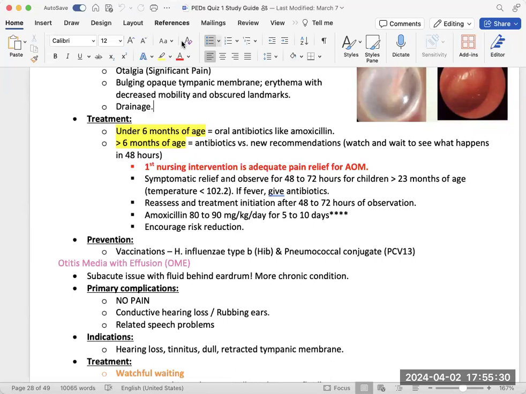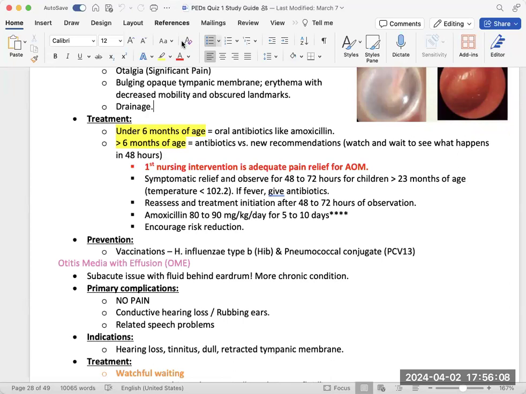If they have a fever, give antibiotics if that fever is greater than 102.2 only, okay? We want to reassess and initiate treatment after 48 to 72 hours of observation. If we determine after 48 to 72 hours that they're still having a persistent fever, right? They're not having much symptomatic relief, then we're going to give them amoxicillin 80 to 90 milligrams per kilogram per day for 5 to 10 days. Know that. And we want to encourage risk reduction.